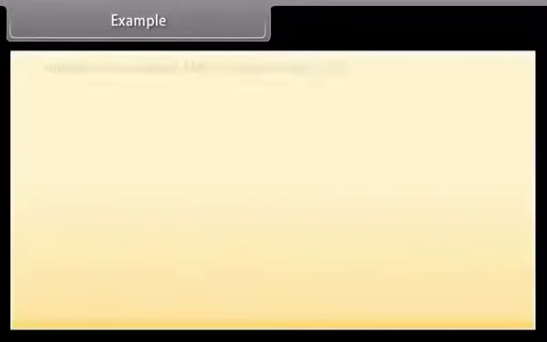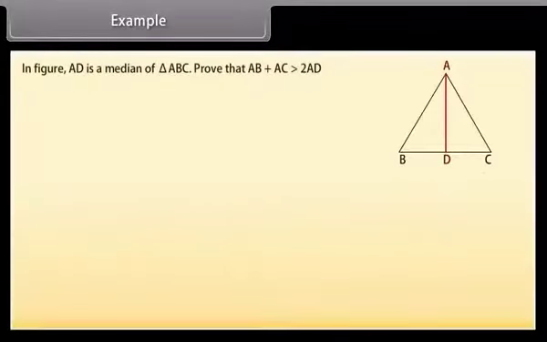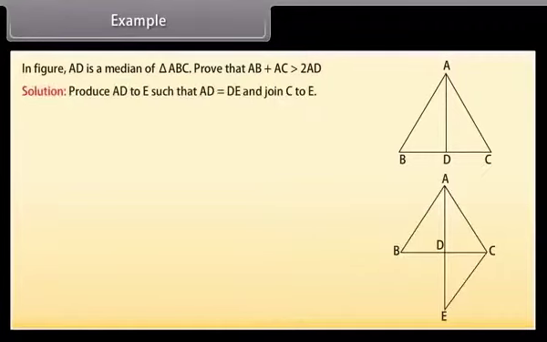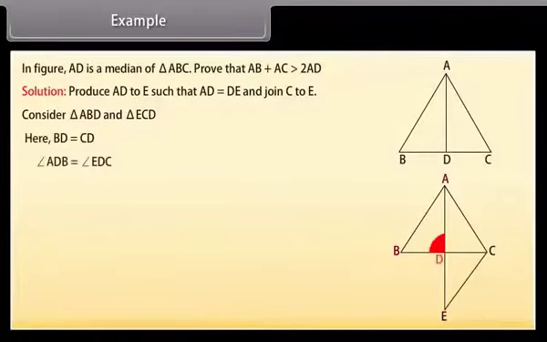Example: in the figure, AD is a median of triangle ABC. Prove that AB plus AC is greater than 2AD. Solution: produce AD to E such that AD is equal to DE and join C to E. Consider triangle ABD and triangle ECD. Here BD is equal to CD. Angle ADB is equal to angle EDC.